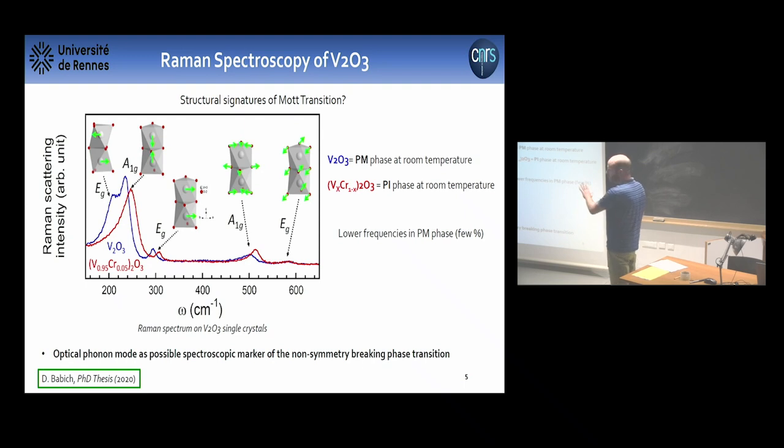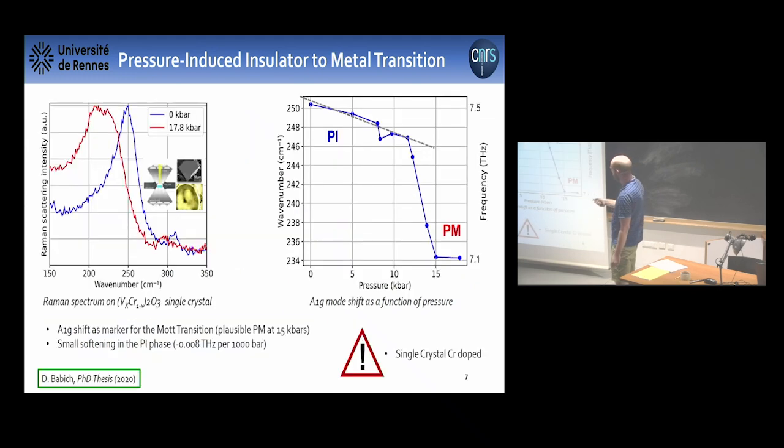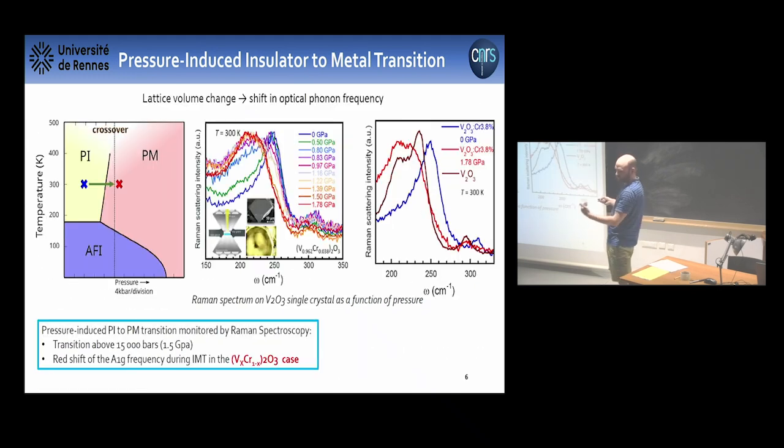Just based on that observation, if you're able to measure optical phonons, you can use this as the signature of the non-symmetry-breaking Mott transition in V2O3. First, what our colleagues in Nantes who work on this sample have done is use the classical V2O3 and also the chromium-doped one. They've put this chromium-doped sample into this diamond anvil cell, and you apply pressure and expect to cross the phase transition.